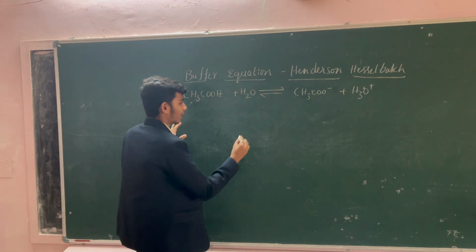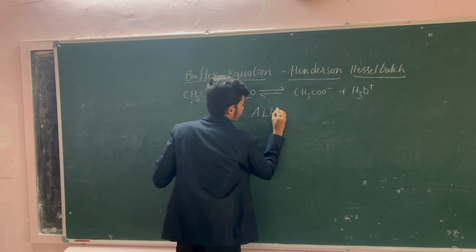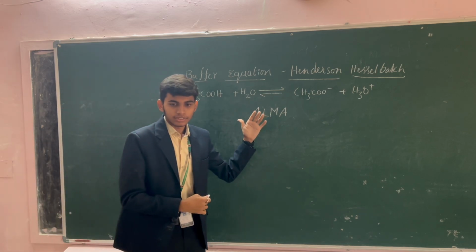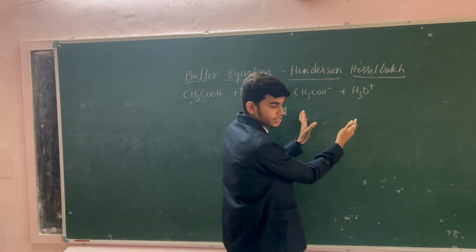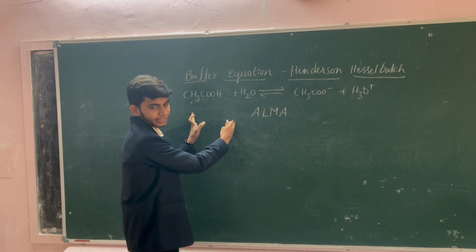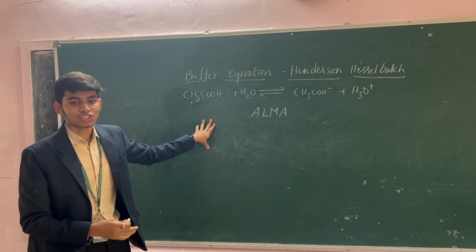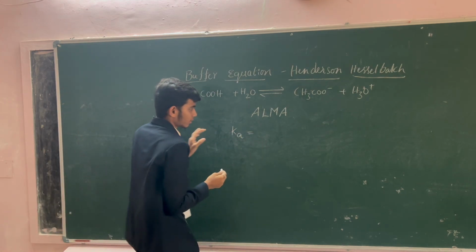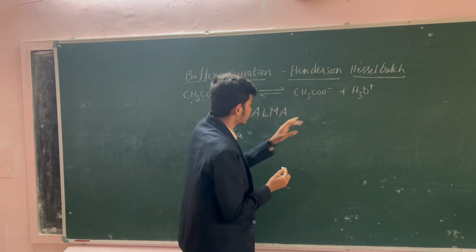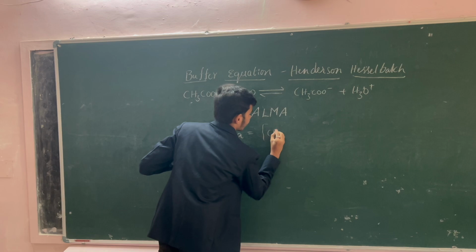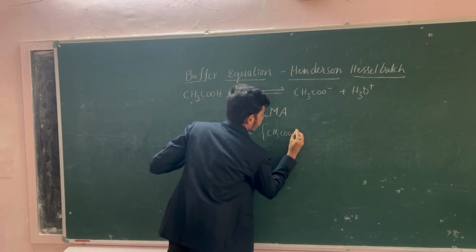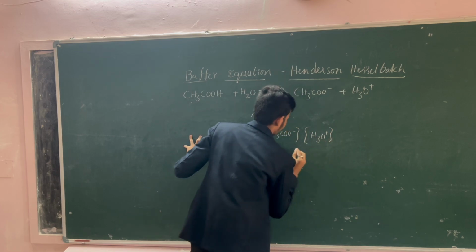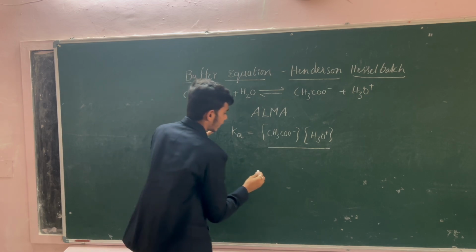For this, when we apply the law of mass action, it is nothing but the concentration of products divided by the concentration of reactants. First of all, we are going to take the dissociation constant of the acid. It is nothing but Ka. That is the concentration of products divided by the concentration of reactants.